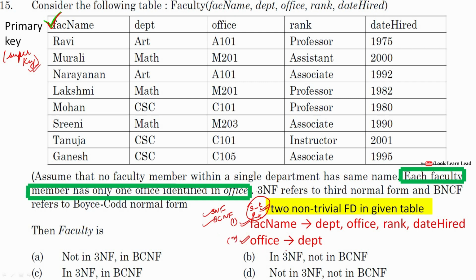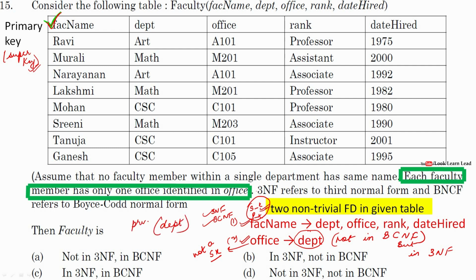The second one is not in BCNF, because office is not a super key. So it is not in BCNF. But it is in 3NF, because department is a prime attribute.